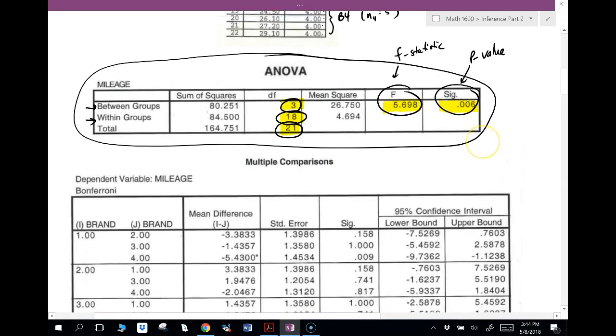Are you going to go more into what the difference between within groups is? Yeah. And how we use them in just a second.